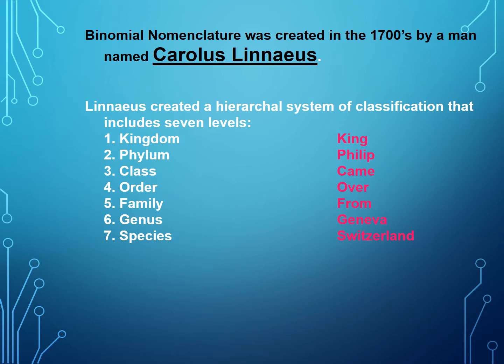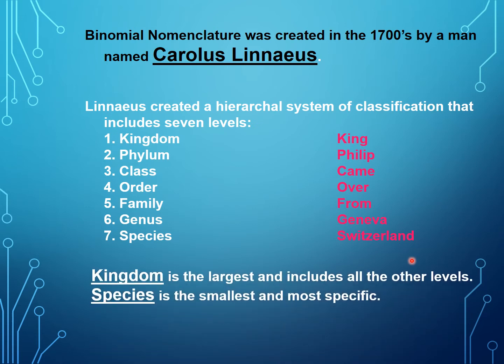Now, a way to remember this is King Philip came over from Geneva, Switzerland. So it's just kind of a silly little mnemonic device. You are welcome to make up your own as well. Now, since classification is also called taxonomy, as you learned in that video, each one of these levels is called a taxon. So order is a taxon, family is a taxon, etc.